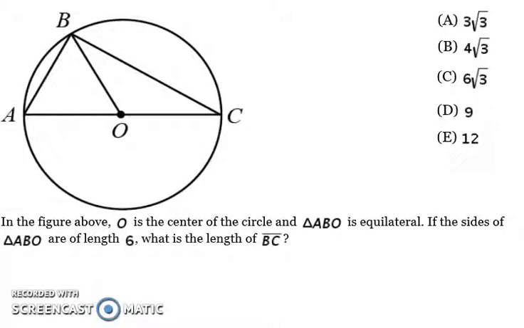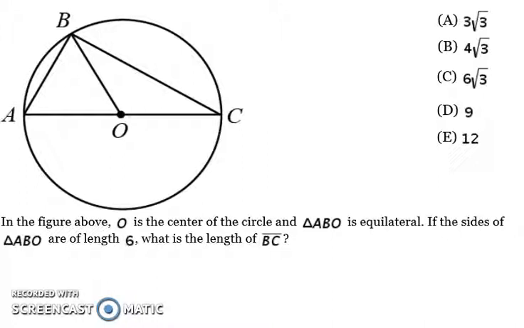This is the official SAT question of the day from the College Board website from November 27, 2015, and I'm going to show you how to answer it. In the figure above, O is the center of the circle and triangle ABO is equilateral. If the sides of triangle ABO are of length 6, what is the length of line BC?